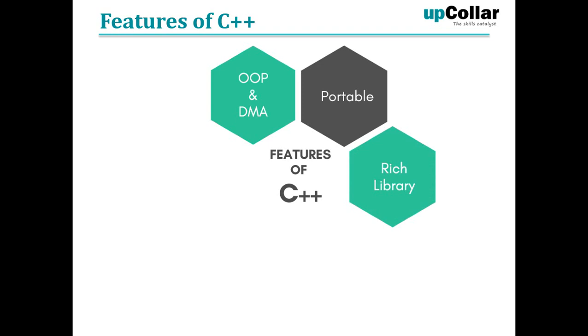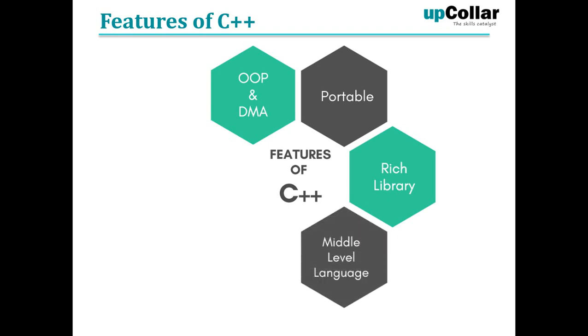C++ has a rich library. Developers have access to lots of inbuilt functions provided by the C++ language. This saves time and makes development fast. For example, iostream contains C++ standard input and output functions. cmath contains math library functions. Similarly, there are multiple inbuilt functions available with C++.